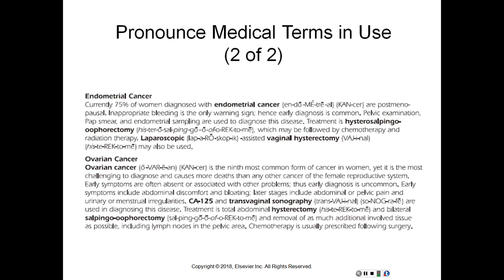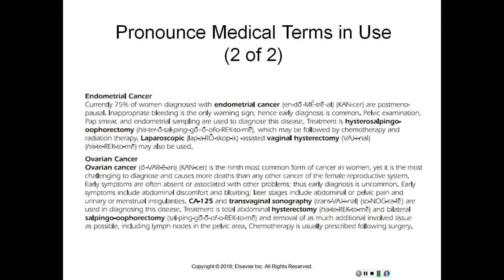Ovarian cancer. Ovarian cancer is the 9th most common form of cancer in women, yet is the most challenging to diagnose and causes more deaths than any other cancer of the female reproductive system. Early symptoms are often absent or associated with other problems, thus early diagnosis is uncommon. Early symptoms include abdominal discomfort and bloating. Later stages include abdominal or pelvic and urinary or menstrual irregularities. CA-125 tests and transvaginal sonography are used in diagnosing this disease.